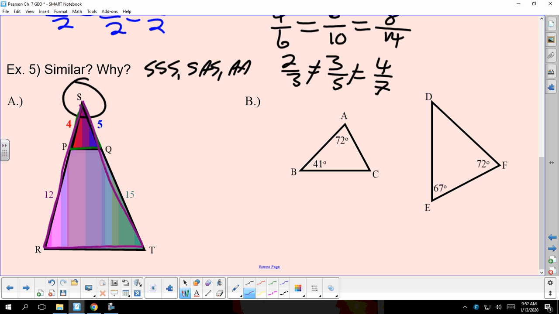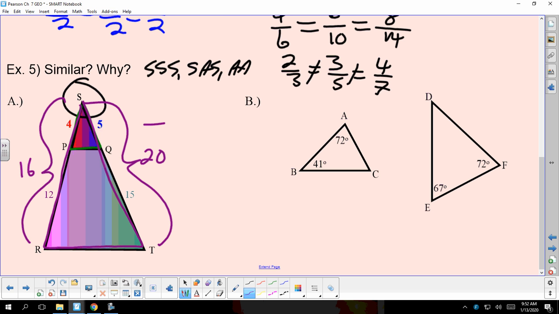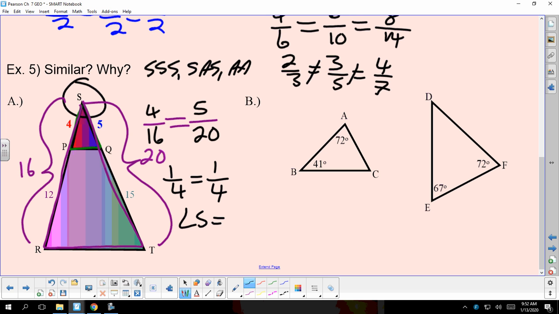So now let's see if these sides are proportional. What's the length of this entire side? 4 plus 12 is 16. So let's see if we have a true proportion. Let's use side, angle, side. So in the top here, 4 and 5. What corresponds with SP? That 4? SR. So 16 and 20. 16 is the entire length of the side, 4 plus 12. Simplify. We have 1/4 equals 1/4. And angle S is congruent to angle S.